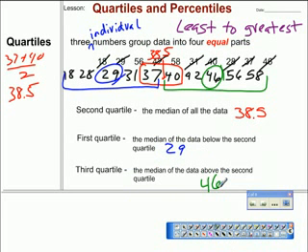Because the quartiles actually break them into four groups of numbers that are equal. Right? In between here, I have 2 numbers here, 2 numbers here, 2 numbers here, and 2 numbers here. Those are 4 groups of 2. The quartiles have broken them into that.